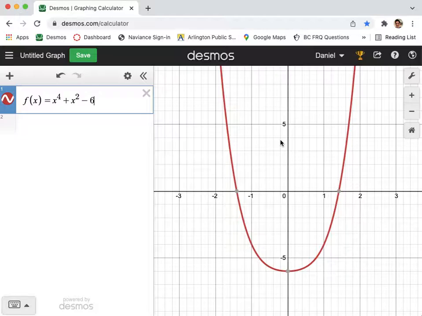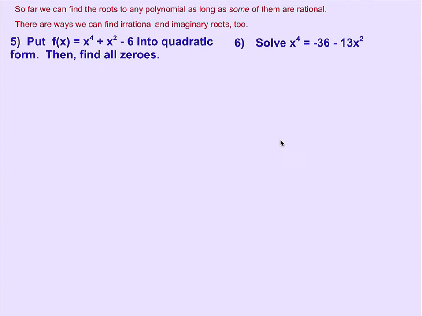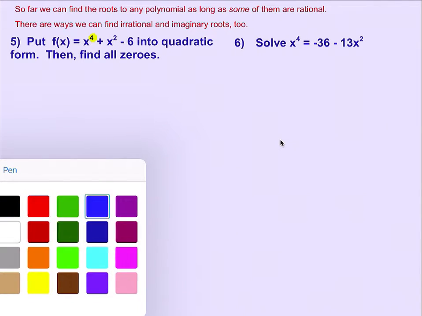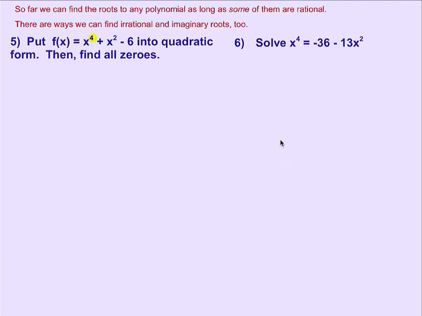I need something else. Well, sometimes, and I'll admit this doesn't work all that often, what you can do is think of the quartic function that we're looking at as if it were a quadratic. This is a very cool trick, and it sets you up well to do some very important stuff in calculus. What we'll do is say that first term, x to the fourth, is the square of the second term, x squared.